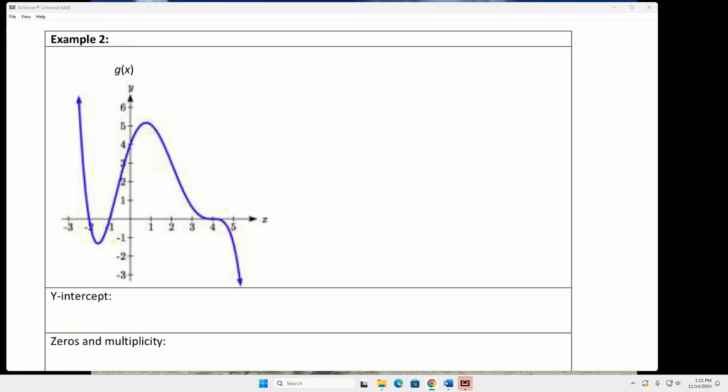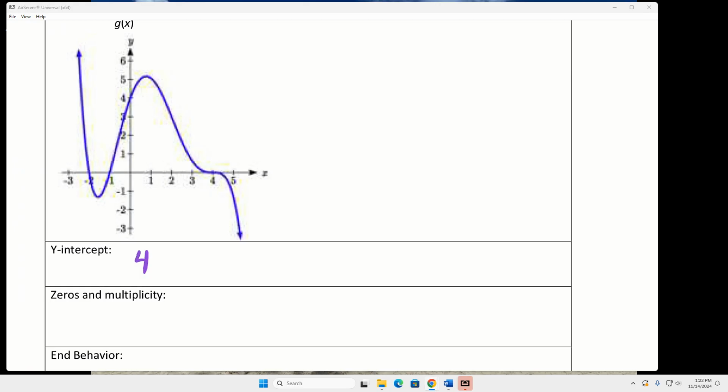All right, on the back, we're going to do just the opposite. We have the graph. We're still going to find all the things, and in the end, we're going to end up with the equation. Okay, so finding the y-intercept, it's crazy easy when you have the graph. Where does it cross the y-axis? At 4.